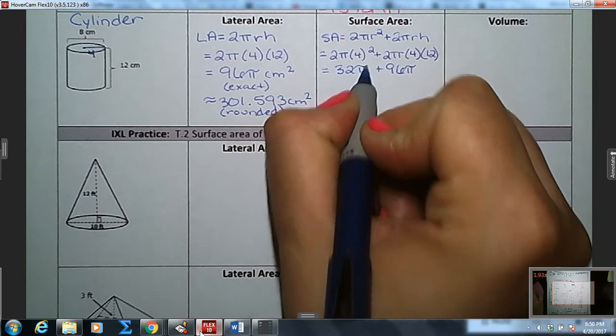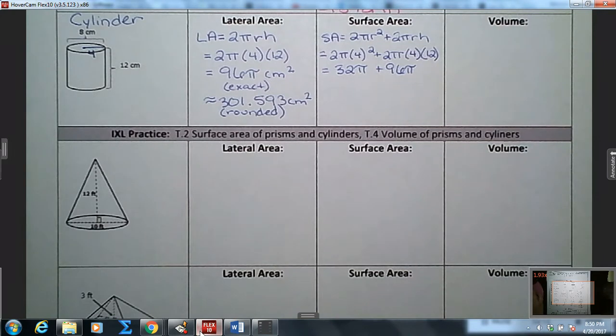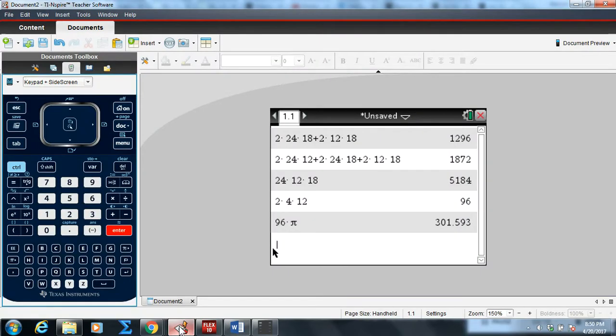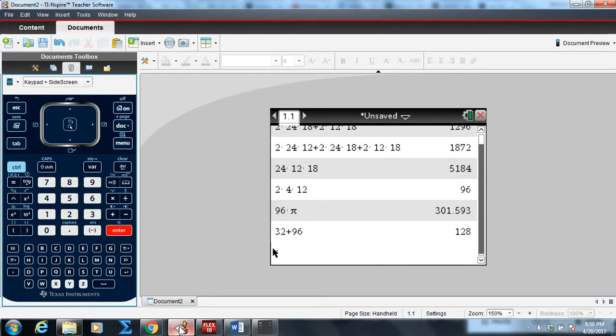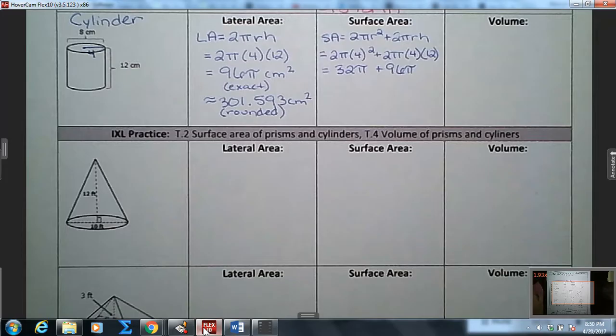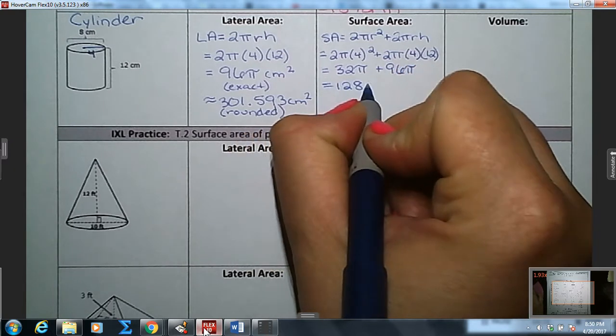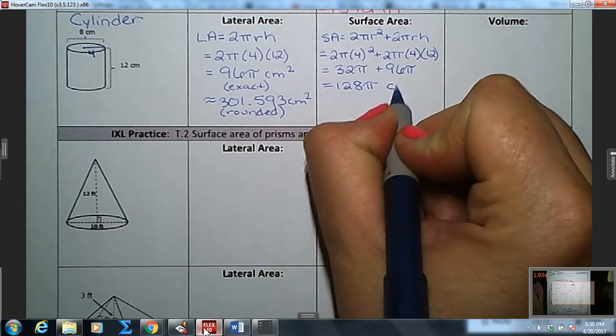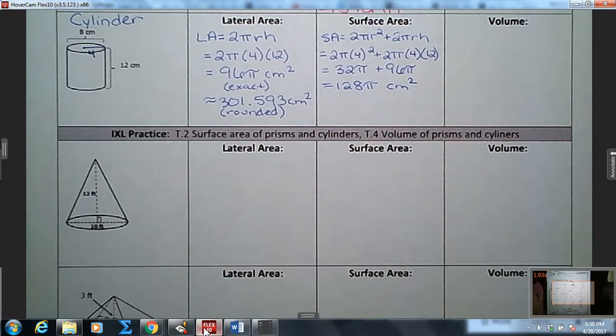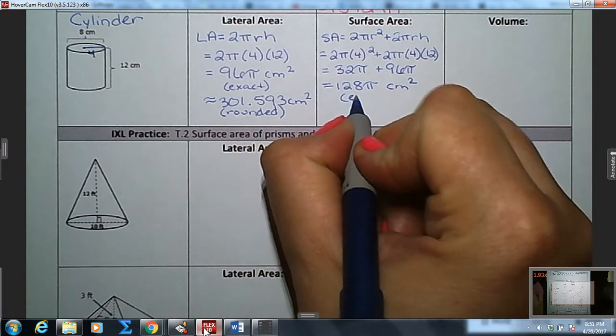So I've got 32 pi plus 96 pi. 32 pi plus 96 pi, if I want to keep it in exact value, is 128 pi. 128 pi centimeters squared, because we're working in area. That's our exact value.